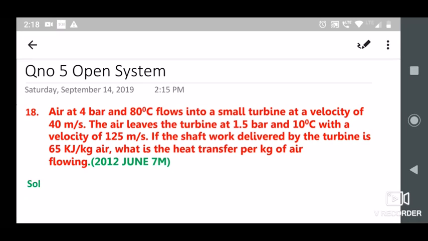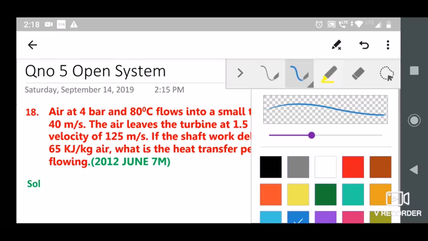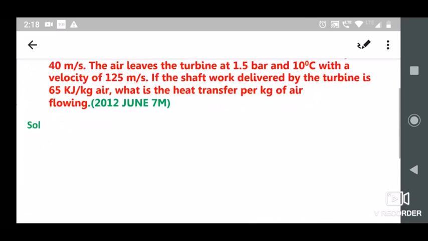Okay, so this is a question which was asked in June 2012 for a 7 marker question. So let's try to write down the given data at two different states, draw the sketch, write the formula for the steady flow energy equation, apply the values and then calculate. Let's start with the first one, writing out the given data at the two states.